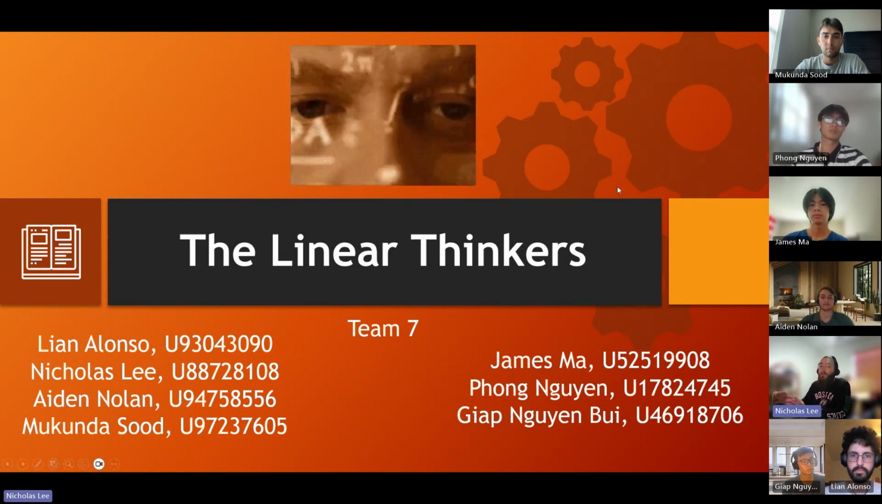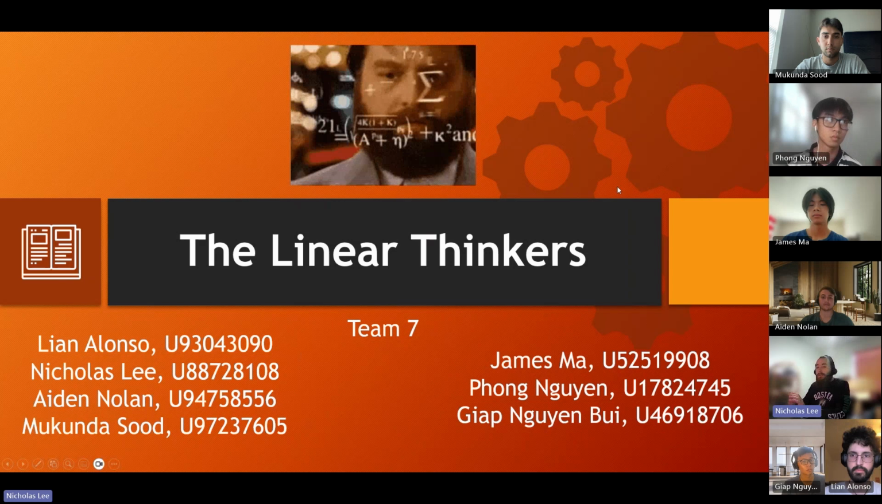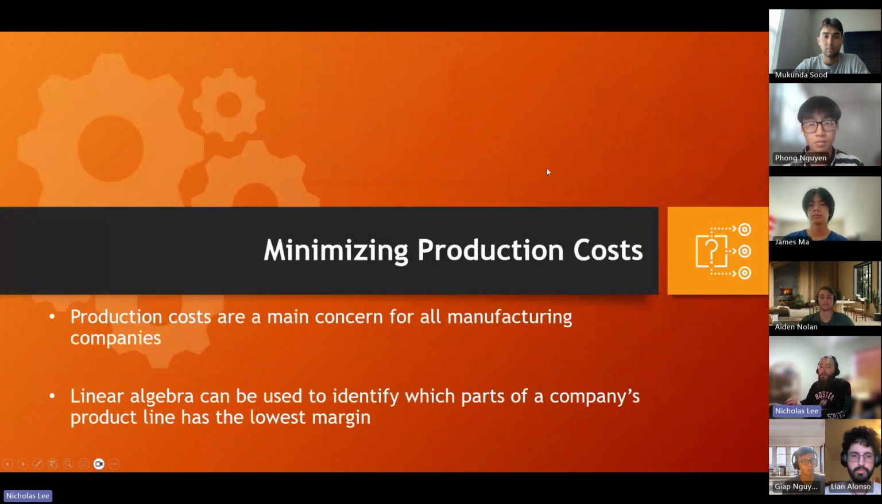During this presentation, we're going to go through a real-world problem which we used a graphical version of linear algebra to solve. To start, we had to come up with an idea, and we decided to go with minimizing production costs. I have over 7 years of experience working at a company that does manufacturing of cartridge valves, and I know firsthand that the bottom line is everything.